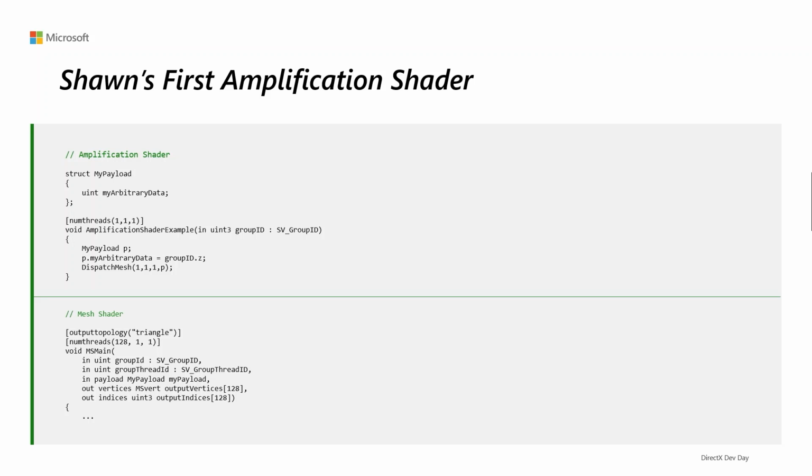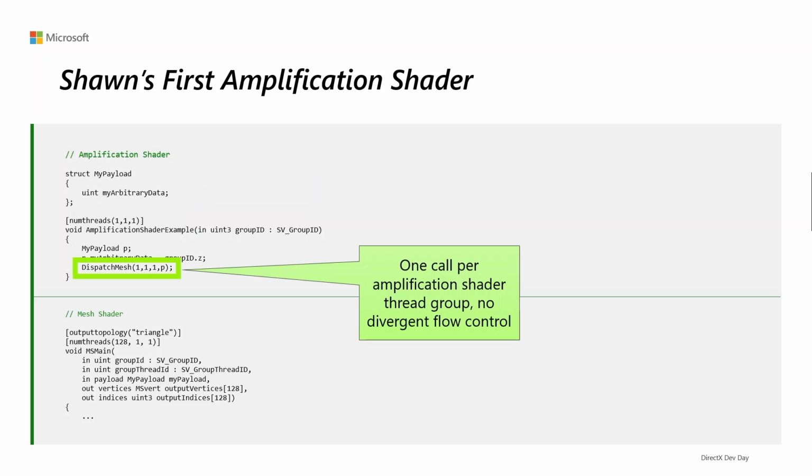So this code shows a very simple amplification shader, just to give you an idea of what they look like. Like my previous Mesh Shader example, it comes with a big caveat. Do not copy this directly. It's only using one thread, which is terrible, terrible. Never ship code like this, but it's good for learning. The key thing here is the amplification shader fills in a payload struct, and then it calls this new intrinsic DispatchMesh, passing in how many threads it wants in X, Y, and Z dimensions, and the payload. And that's what will launch the actual Mesh Shader.